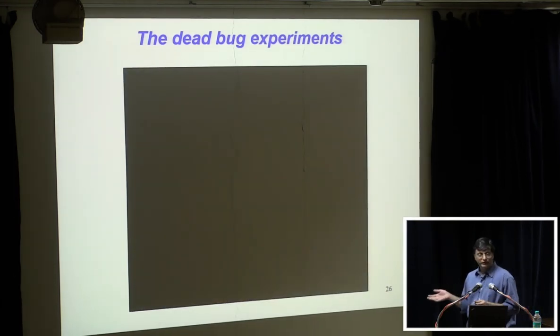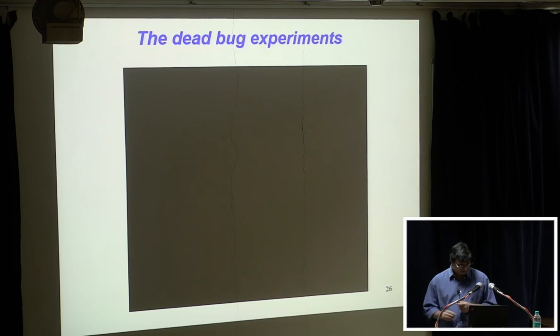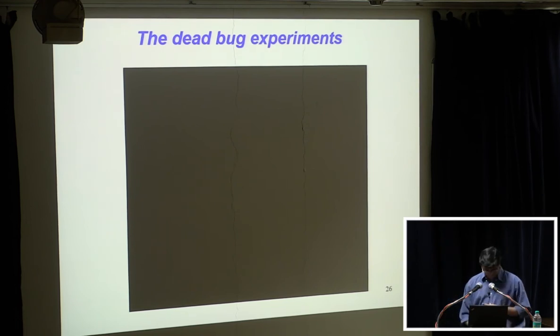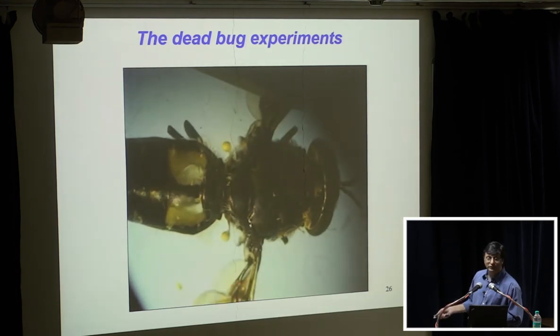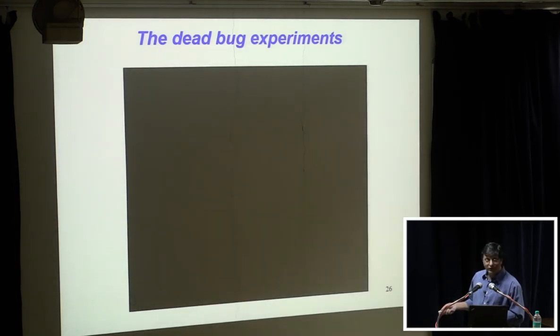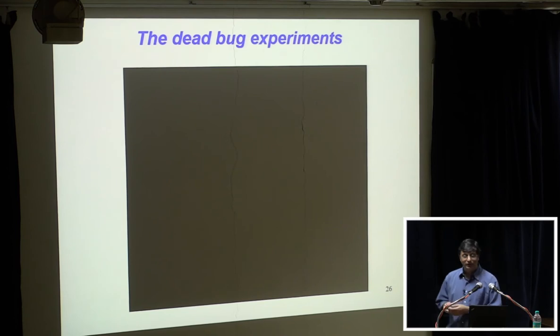I think it's obvious what's happening, right? What's happening is when you move one wing, the other wing moves. There must be a mechanical connection between these two wings. And then the halteres move opposite. So all of this is mechanical connection.